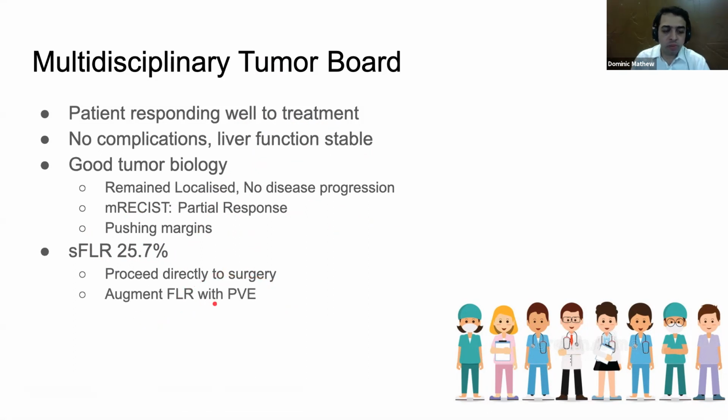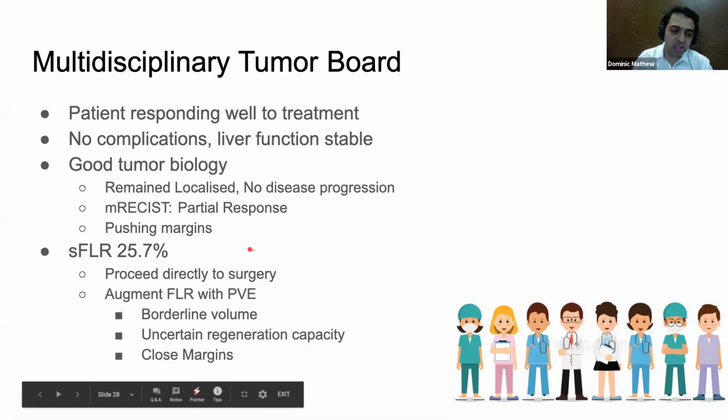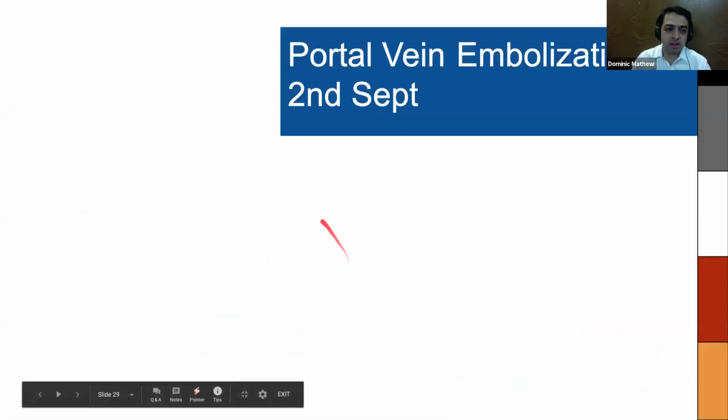Or should we augment the FLR with a PVE as we had planned? Now, 25% is still a borderline liver volume, even in a normal liver. And here we had uncertain regenerative capacity, and we still had close margins. So because of this, we decided to proceed with the PVE as planned.